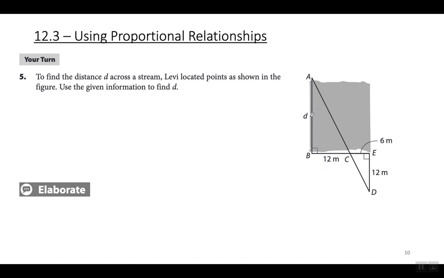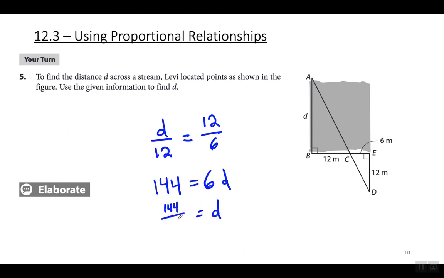All right, so this side D goes with this side 12. So D over 12 is going to equal 12 over 6. Again, multiply diagonally, divide, and you'll have your answer. I'll do it the slow way. 12 times 12 is 144. And that equals 6D. So D is going to equal 144 divided by 6. So D is going to equal 24. 24 meters.